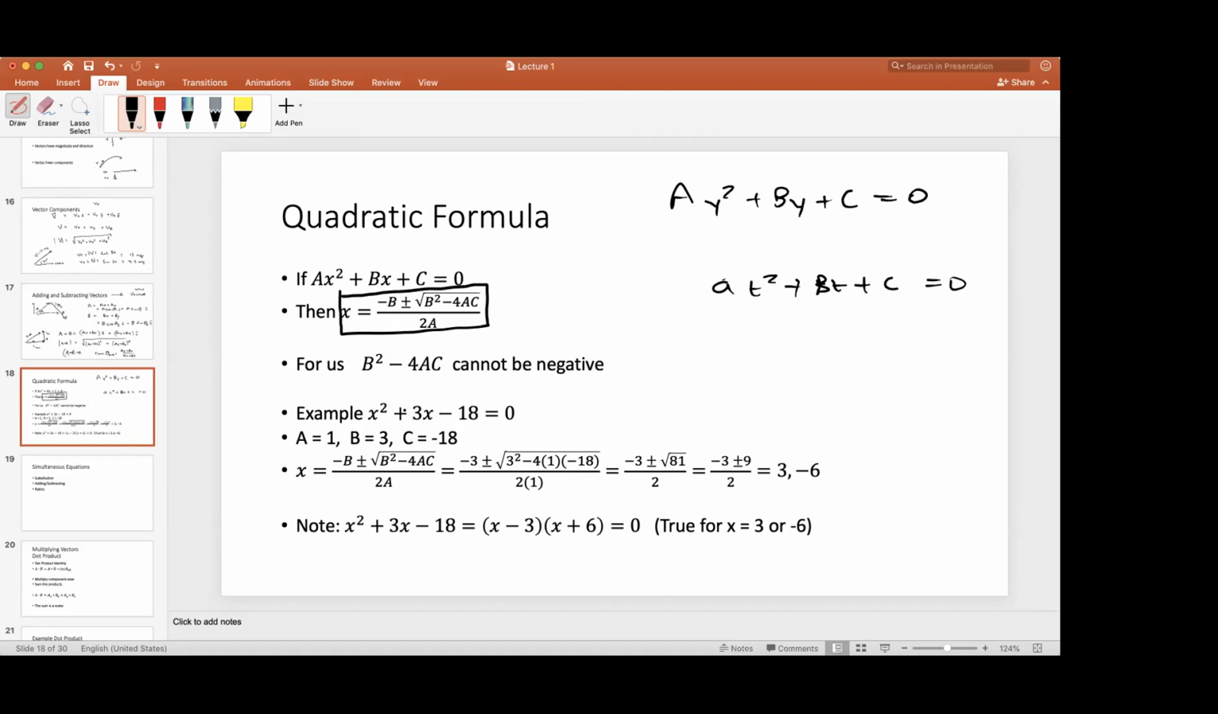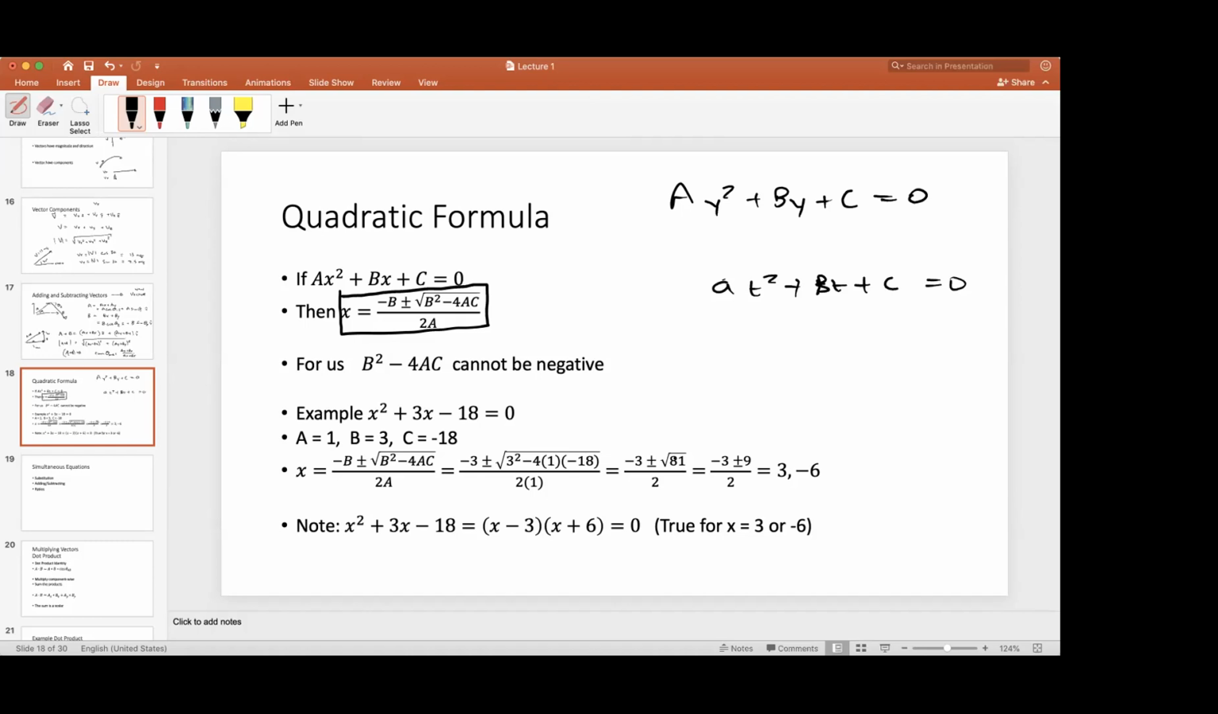C is this whole constant term, b is the constant in front of x, and a is the constant in front of x squared. In this case, it's 1. So we plug in 3 for b. B squared is 9, minus 4 times 1 times negative 18. So this negative 4 times 1 times negative 18 all becomes a positive term, over 2 times a, which is 1.